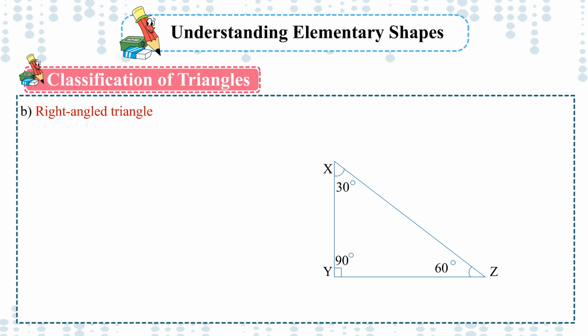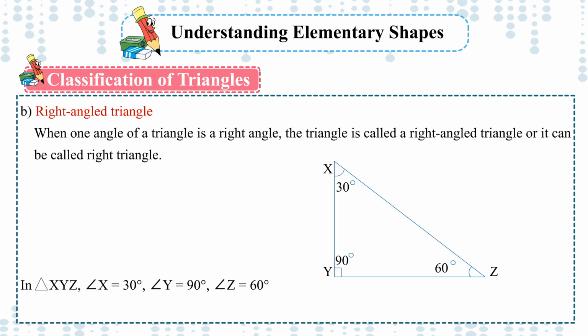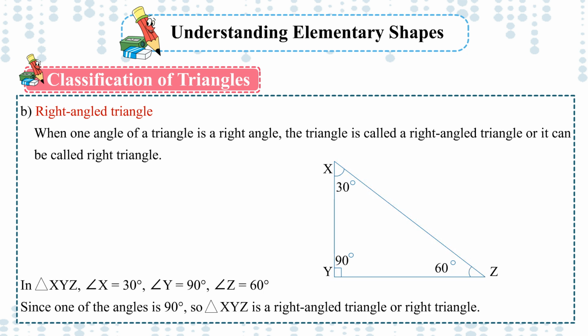B. Right angled triangle. When one angle of a triangle is a right angle, the triangle is called a right angled triangle, or it can be called right triangle. In triangle XYZ, angle X is equal to 30 degrees, angle Y is equal to 90 degrees, angle Z is equal to 60 degrees. Since one of the angles is 90 degrees, triangle XYZ is a right angled triangle or right triangle.